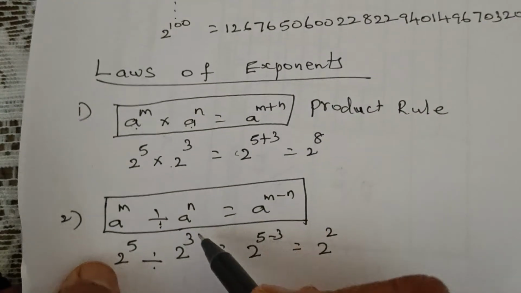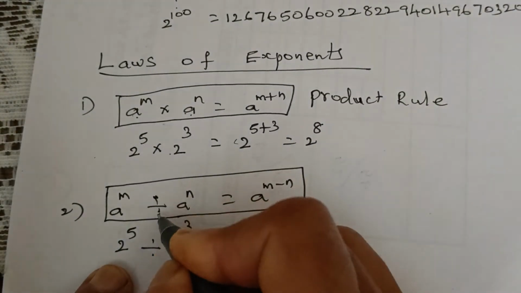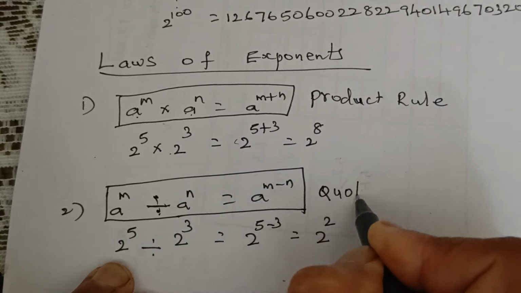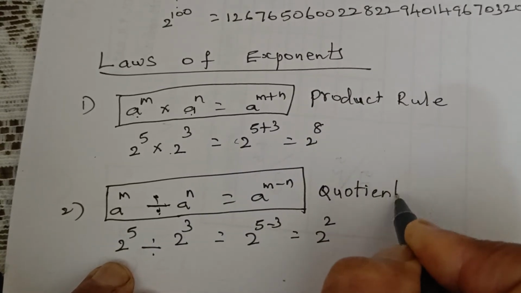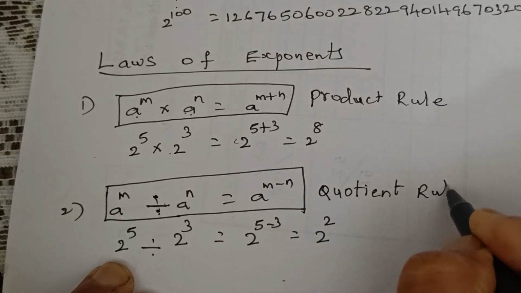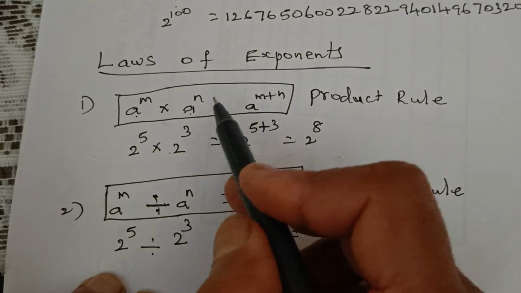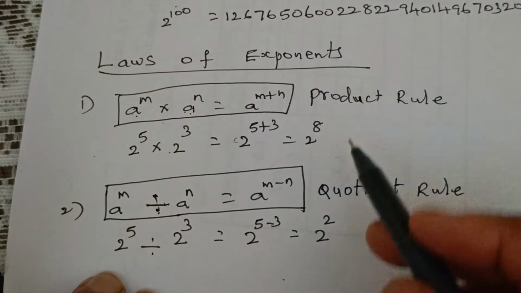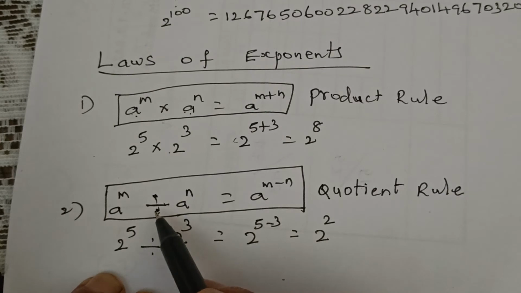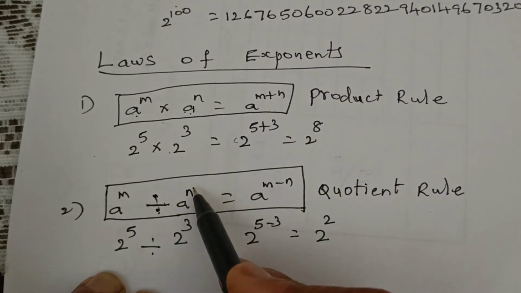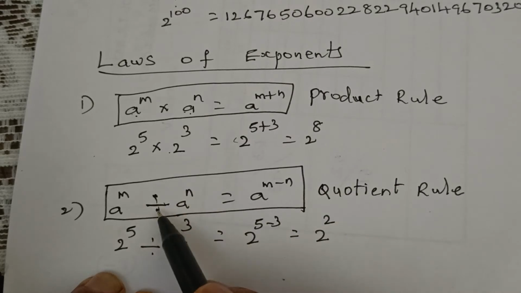Okay. Now this is called the quotient rule. Division. This is not minus, it is division. What is quotient? Quotient means division. When you divide two numbers, the answer you get is called the quotient. When you multiply two numbers, the answer you get is called the product. That is why it is called the quotient rule. A power m divided by a power n. Here also the bases are the same, but it's just division.